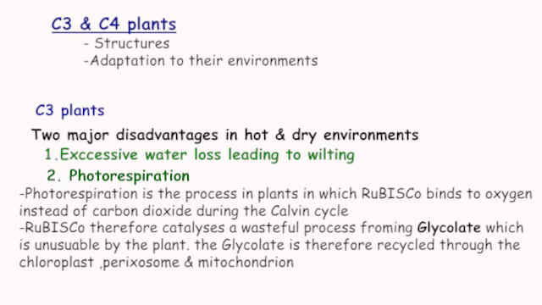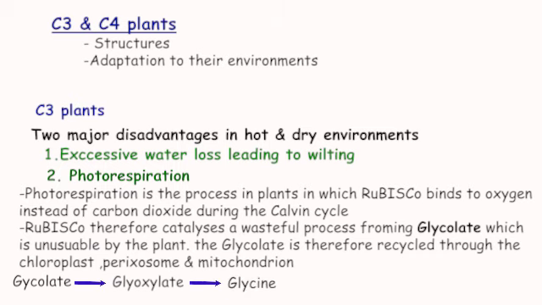Now, this glycolate, since it's of no use to the plant, is therefore recycled to glycerate phosphate through the chloroplast, peroxisome, and mitochondria in what is known as the glycolate cycle, or the C2 cycle. What happens here is the glycolate leaves the chloroplast and diffuses into the peroxisome. I know this organelle is usually ignored, but it's actually very important. So once the glycolate is in the peroxisome, it is oxidized to glyoxylate, and this glyoxylate is then converted to glycine.